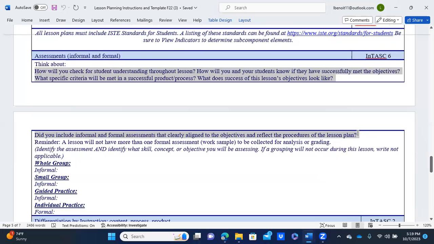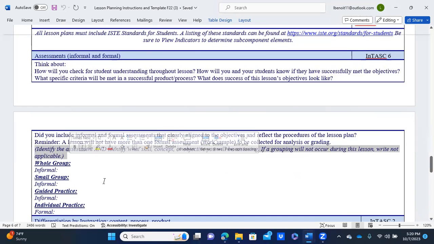Reminder, a lesson will not have more than one formal assessment, so a work sample, to be collected for analysis or grading. If it's more than one, that's too much. And a formal assessment is something that you're taking up for a grade. We call those summative assessments. And so identify the assessment and identify what skill, concept, or objective you will be assessing. If a grouping will not occur during this lesson, then write not applicable for it, okay?